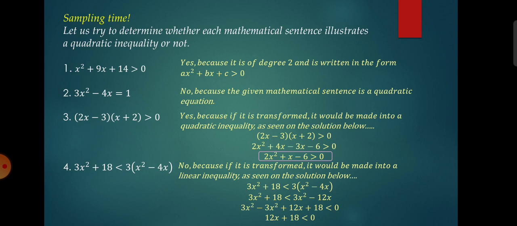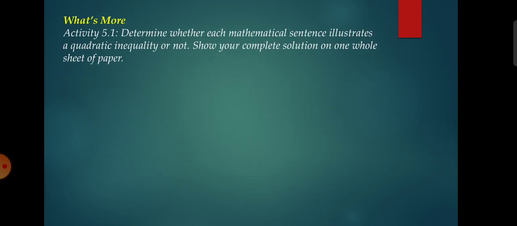Then we combine 3x squared minus 3x squared, that is cancelled. So what remains is positive 12x plus 18 less than 0. And that is a linear inequality. Okay? Understood? Okay, to continue. So what's more, there are more examples.